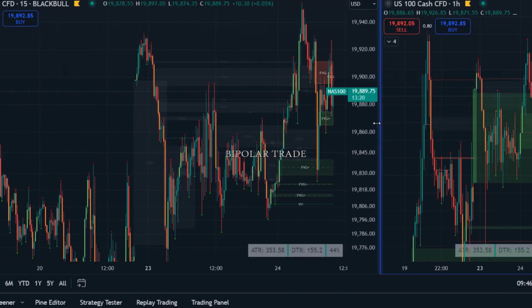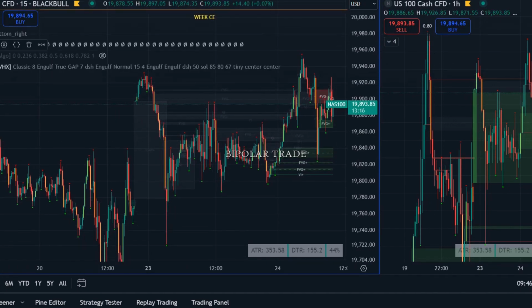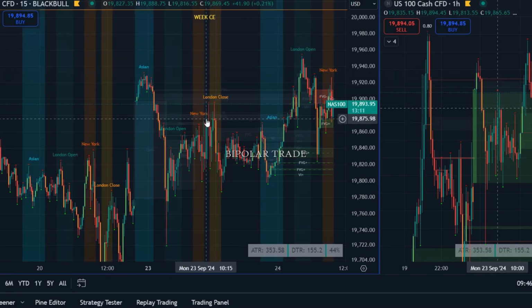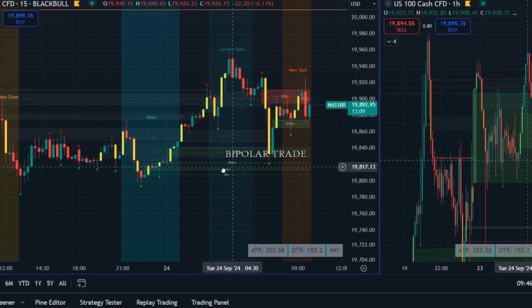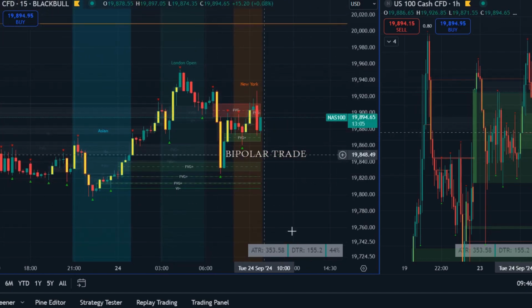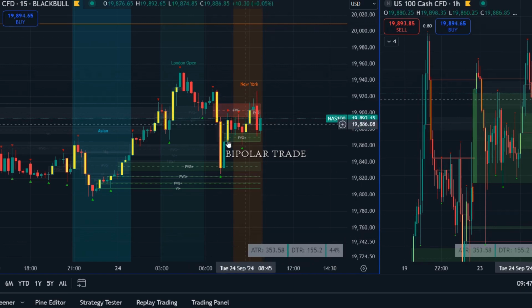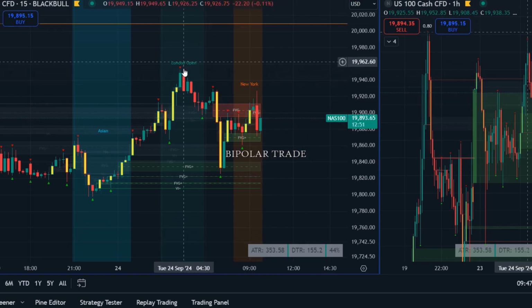I'm going to see the session sweeps here. And whenever you start, just see what the ATR and DTR are. And if you see the DTR is higher than the ATR, you can expect the market is going to consolidate. So we're going to mark the London high.